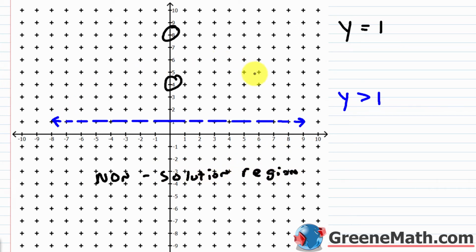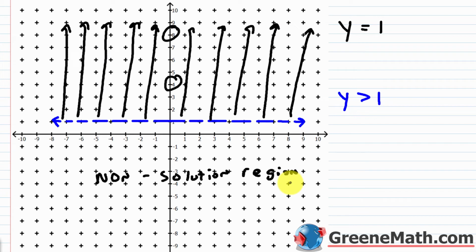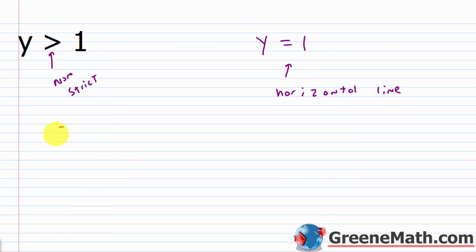And anything above the line would be the solution region. So I would shade this way. And again, how do you check something like that? Well, formally, if you think about something like 0x plus y is greater than 1, if I choose a point where y is greater than 1, it's going to work out.